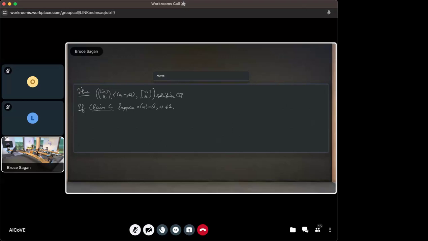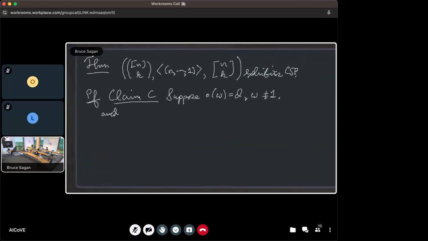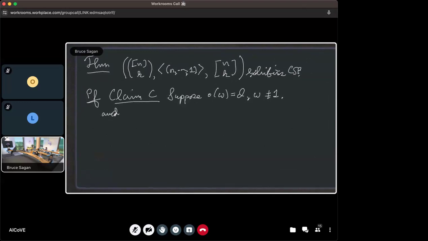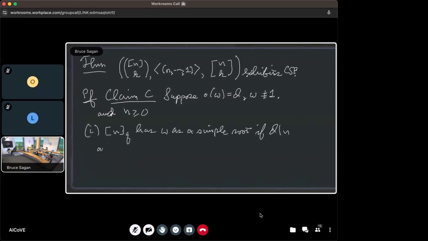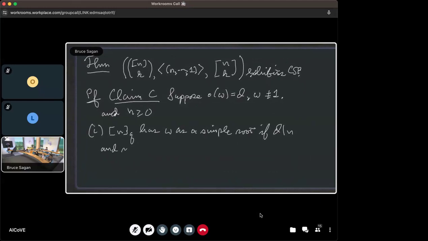So I've got my omega, and I've got some positive integer, non-negative integer n. So n greater than or equal to 0. Two things. First of all, if I look at brackets n sub q, I'm going to put the q here to make it clear, this is the polynomial version of n that has omega as a simple root, simple meaning just of multiplicity 1, if d divides n. So if the order of omega divides the number that I'm taking the Q analog of. And in the other cases, if D does not divide N, it's non-zero.